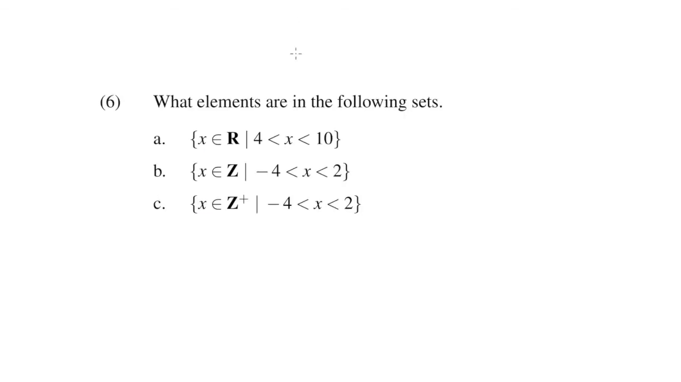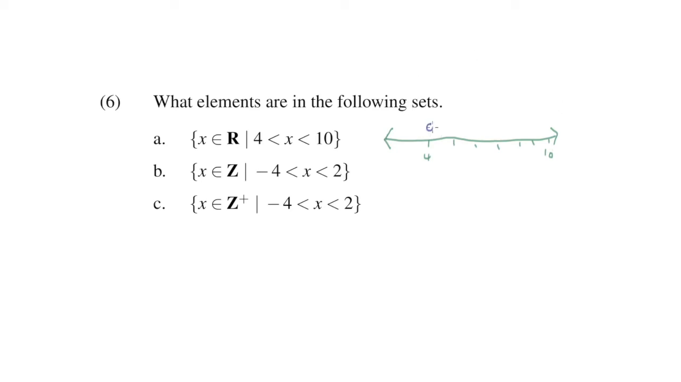Let's look at a new example. What elements are in the following sets? Okay, let's just go one by one. So x is in R, so a reminder that R is the real numbers, and x is between 4 and 10. Okay, so it's going to be way too hard to list all the real numbers between 4 and 10. So let's write it on a number line instead. Okay, so let's say this is 4, 5, 6, 7, 8, 9, 10. And it's going to be an interval between 4 and 10.